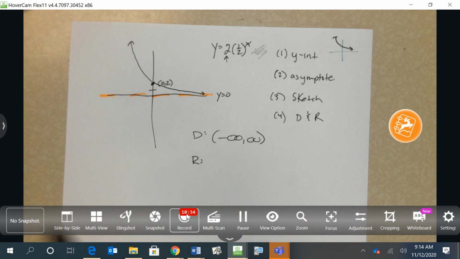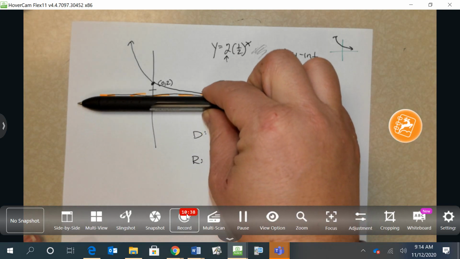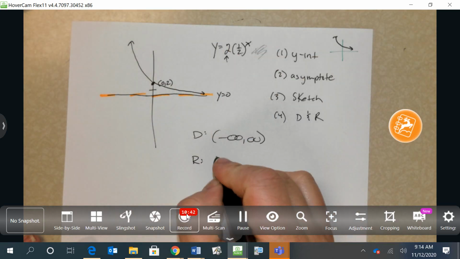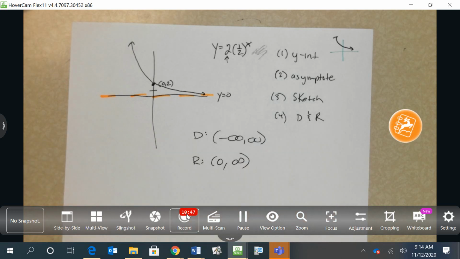The range, we always go from bottom to top, small number. So there's no part of the function down here. Now we know it approaches y equals 0, but it never touches that. And for that reason, we put a parenthesis. There's no limit how high it goes. Okay, we're going to practice that problem again.